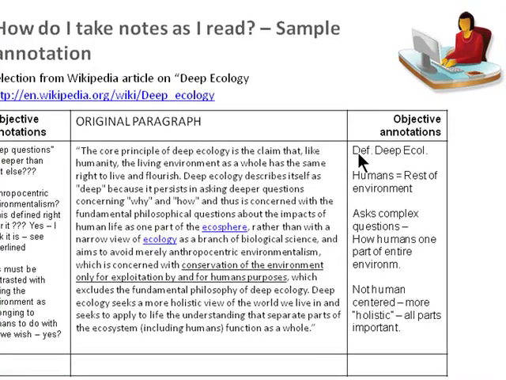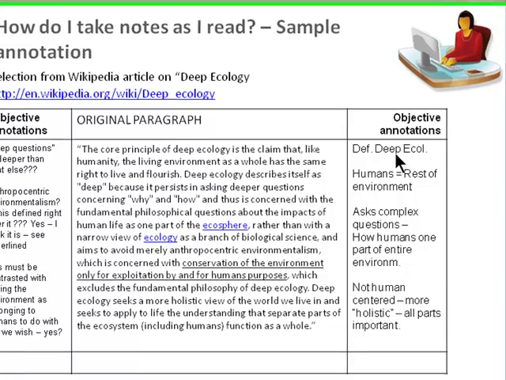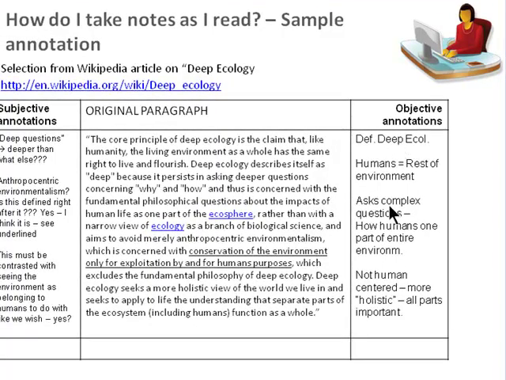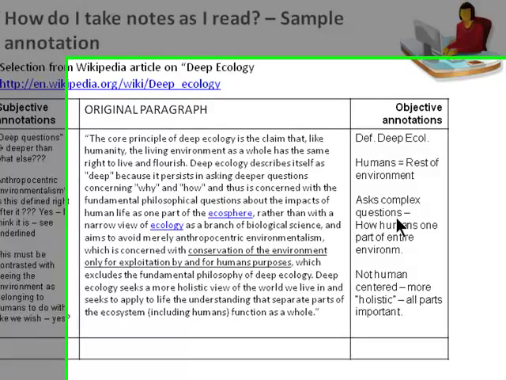Over here are the objective annotations, and these are very important, and here's where I'll want you to do most of your work. And here's where you break up the original into its smaller ideas. Notice that these ideas are little snippets, and they're not summaries. So according to this reader, this piece here defines deep ecology, and then part of that definition is that humans equal the rest of the environment. And deep ecology asks complex questions.